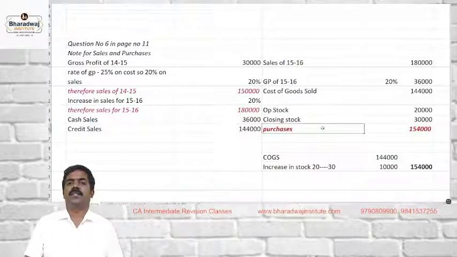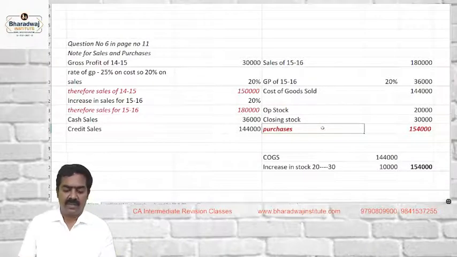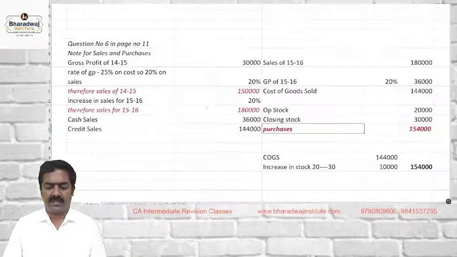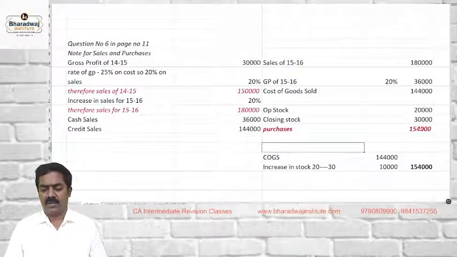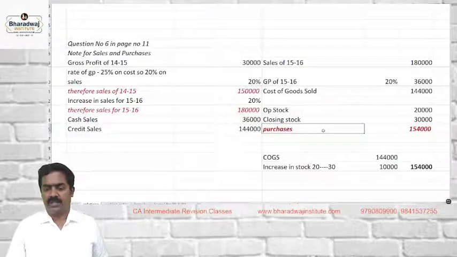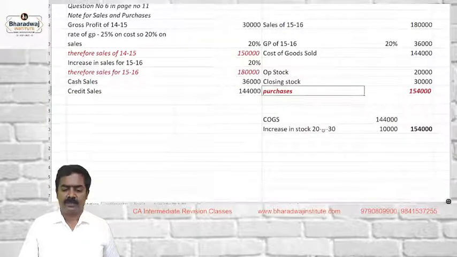Is it cash purchase or credit purchase? It's given in the problem. There was no cash purchases. There was no cash purchases, which means all the purchases are on what basis? Credit basis. Take up this.